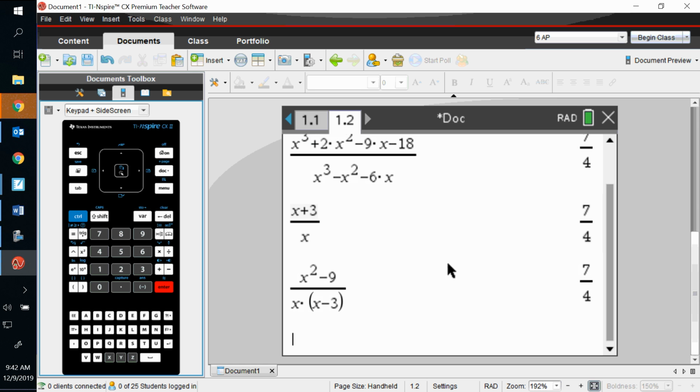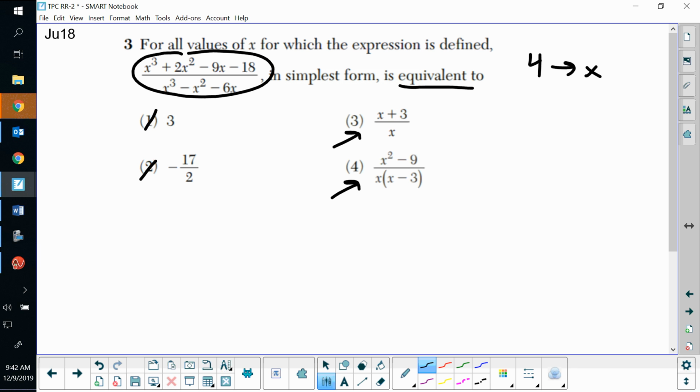So notice now we got 2 things that are the same. So of those 2, we would just have to pick which one is more simplified because they wanted simplest form. Well, 4's got x squareds in it, so 3 would be the more simplified form.